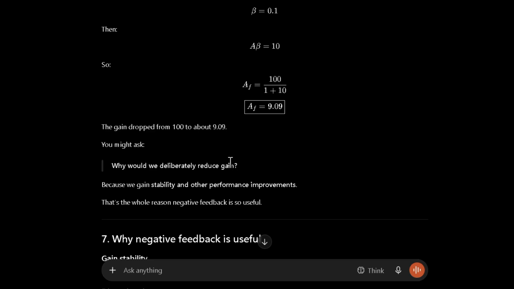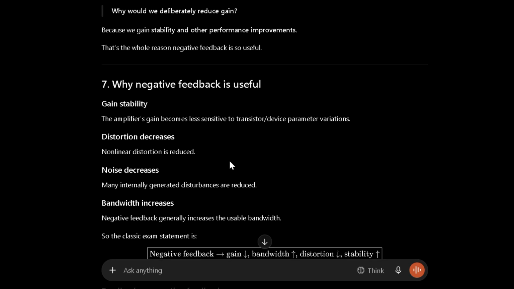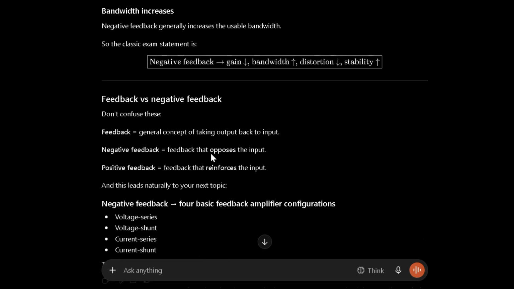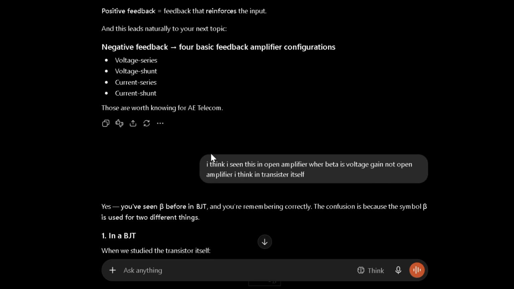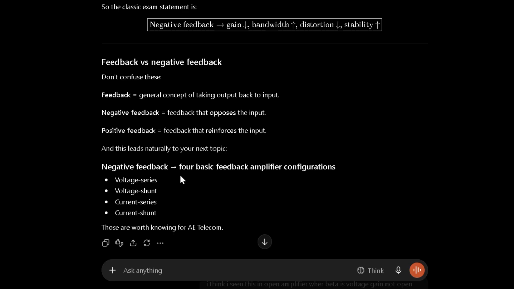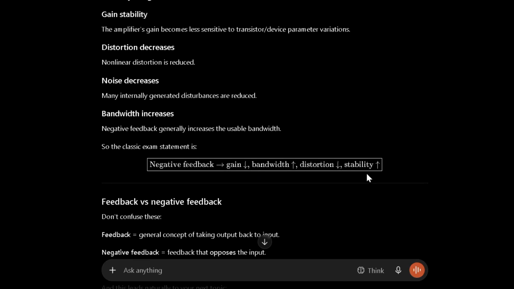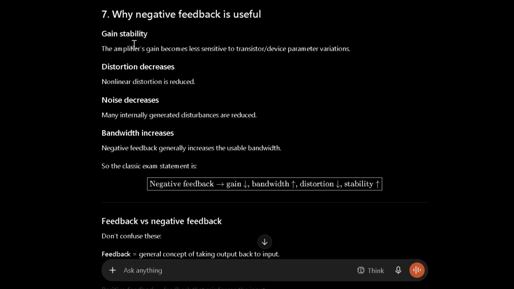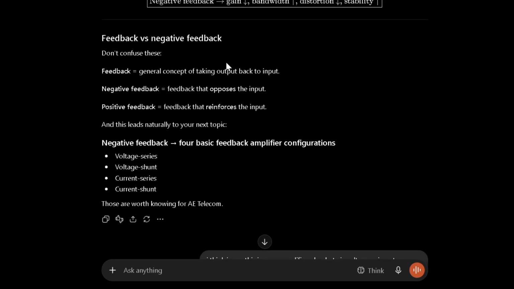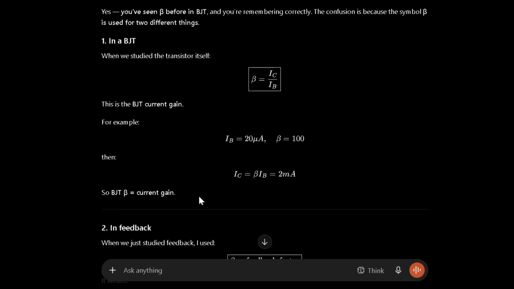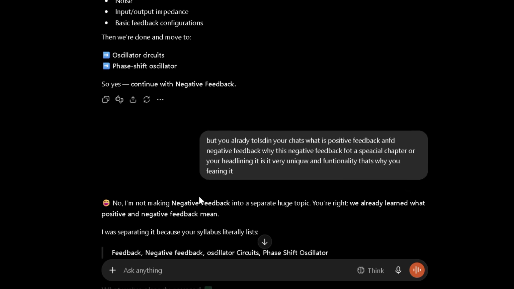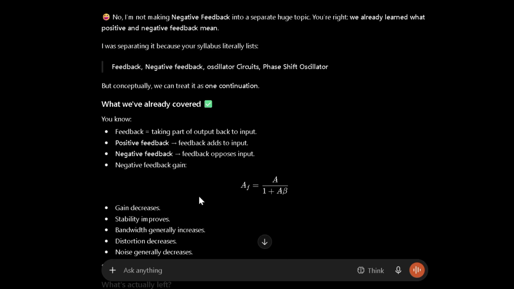Why negative feedback gain stability? This is all used for amplifiers. Negative feedback: gain, bandwidth, distortion, stability. Noise decreases, bandwidth increases, distortion decreases, gain stability. So we are studying oscillators. That's why I came here to oscillators, because after reading this, it's better to understand that.